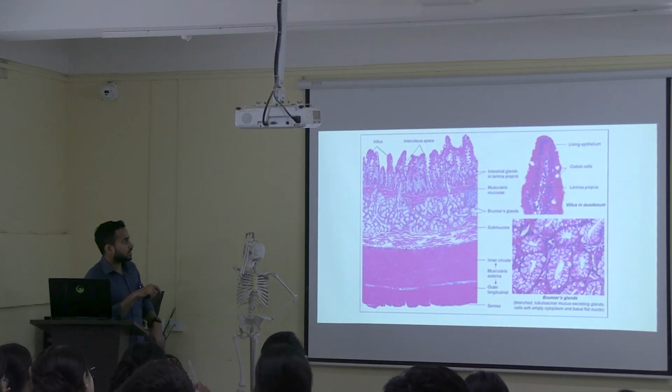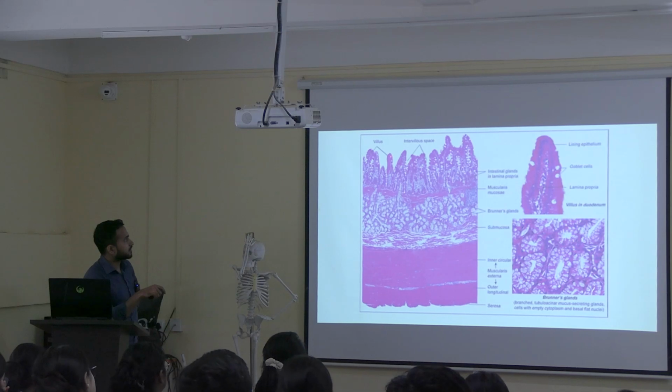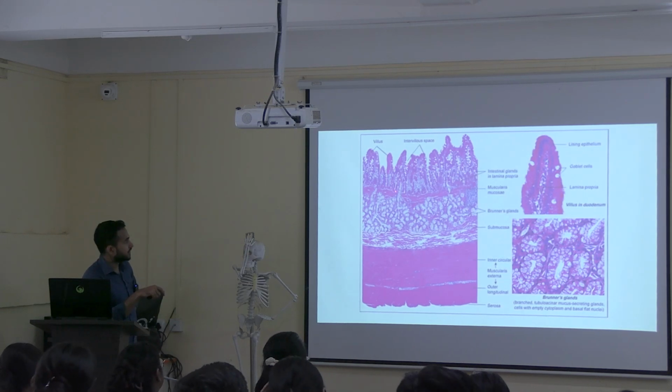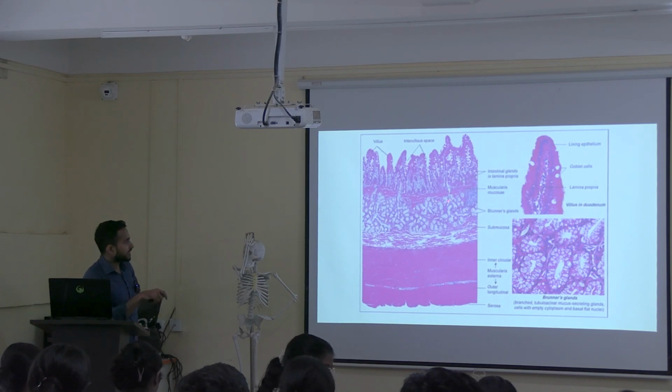First, please see the villi. See, this is one villus. This is one villus. These are the intervillus spaces. If you go deep to that, you can see the glands. See, these are the intestinal glands. Here are the intestinal glands. Next, this is the muscularis mucosa. See, this is the muscularis mucosa.